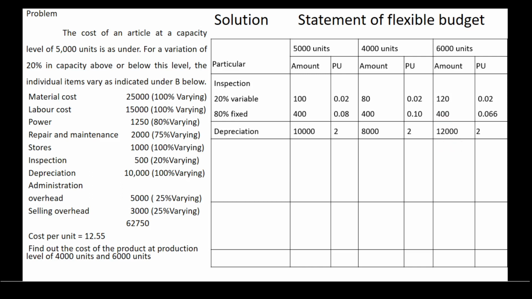So 2000 into 6000, if we multiply, we get to know the amount. That is 12,000 rupees. And the next one, that is the administration overhead. In the administration overhead, the amount is rupees 5,000.